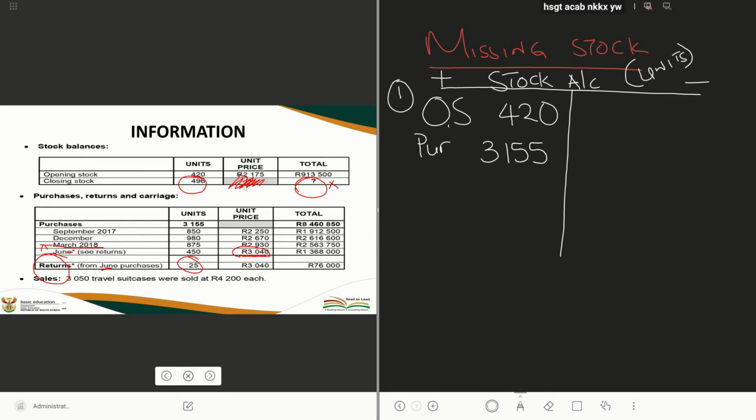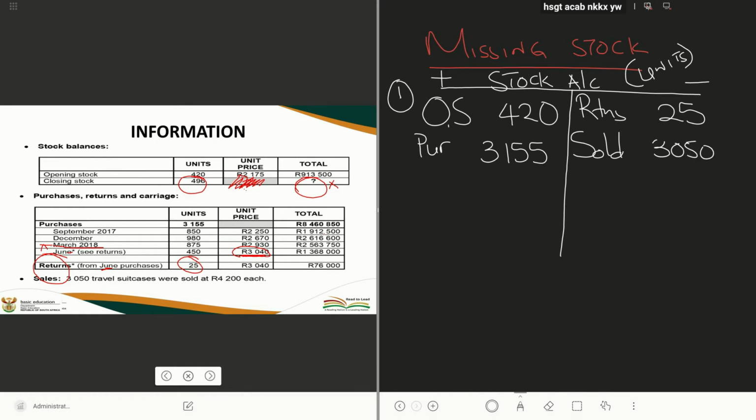They gave it, it is 3,155. But you need to understand, some of these units were returned. So it means we had some returns here. How many units were returned? 25. We bought stock so then we can sell. That means we also need the units that were sold. How many units were sold? They said we sold 3,050.